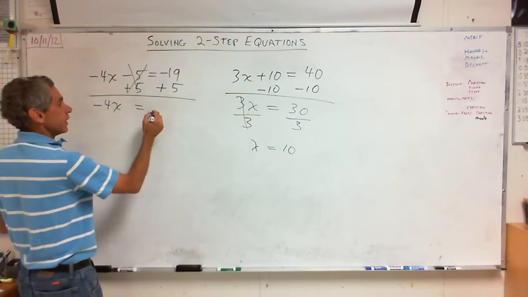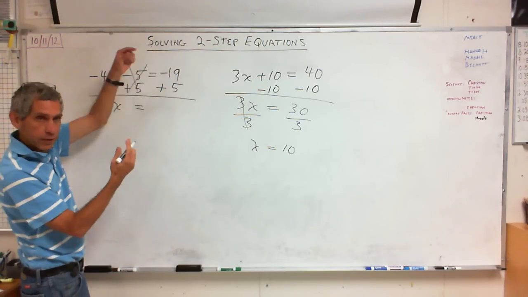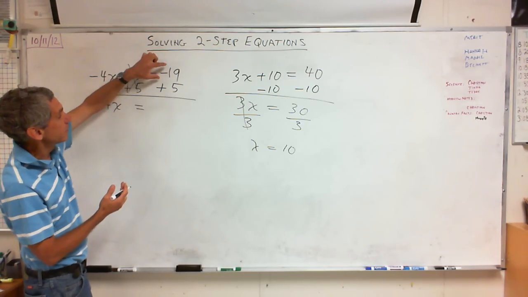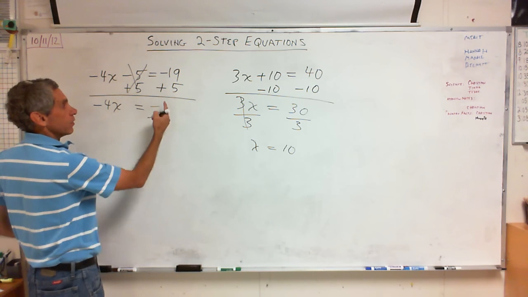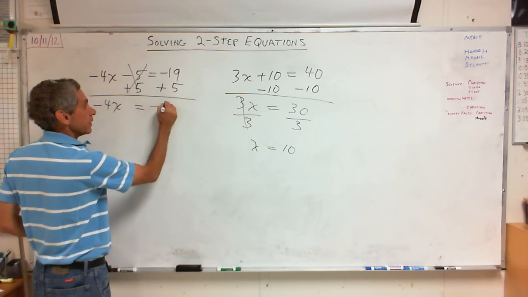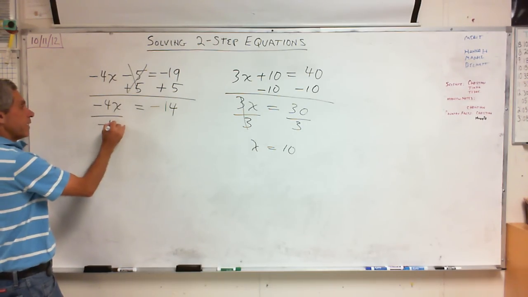Negative 14, right. The 19 is the bigger number, right? I mean, absolute value of negative 19 is 19. So you're going to keep the sign of the larger absolute value number and then subtract 5 from 19, you get 14. All right, now I'm going to divide by negative 4.